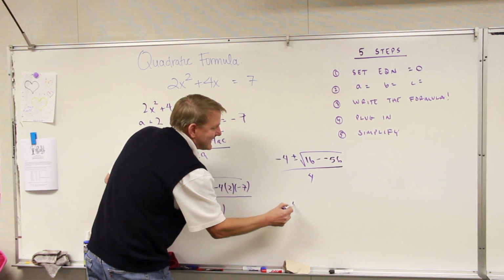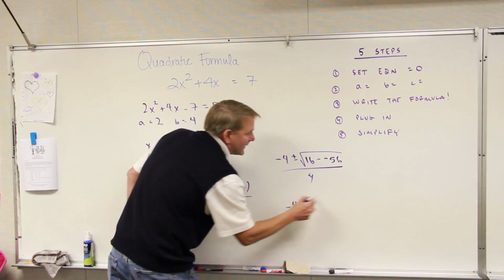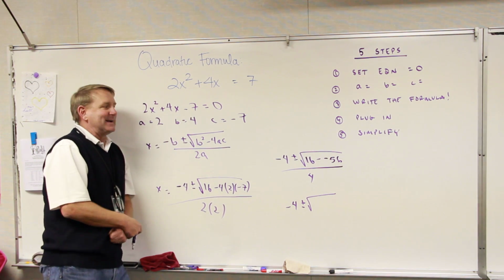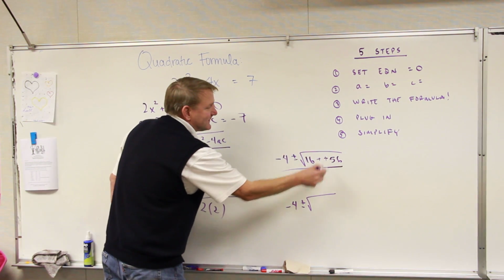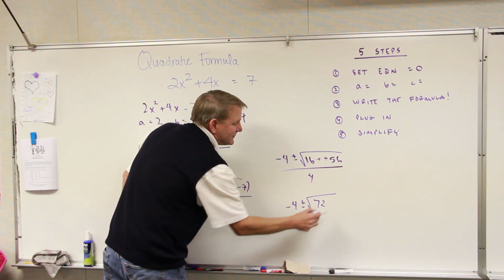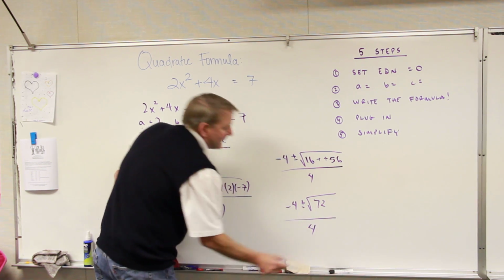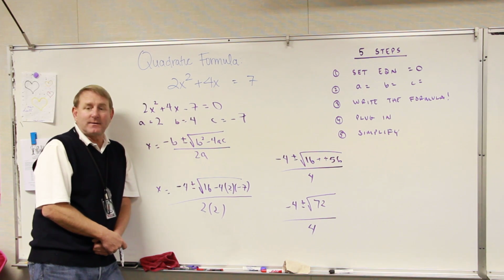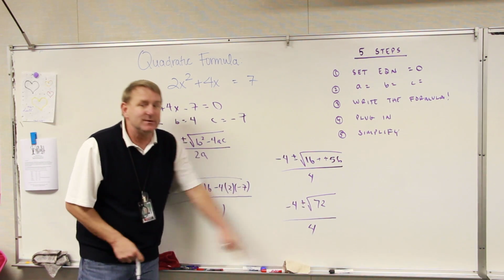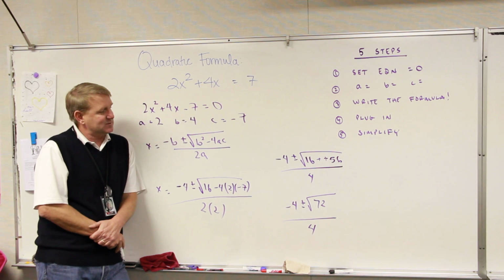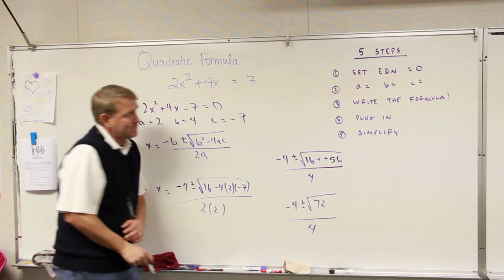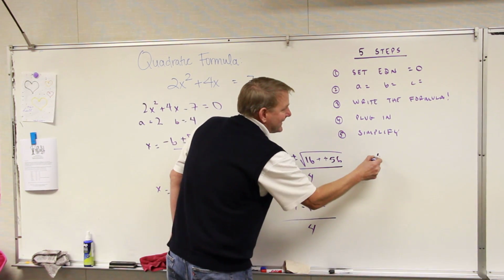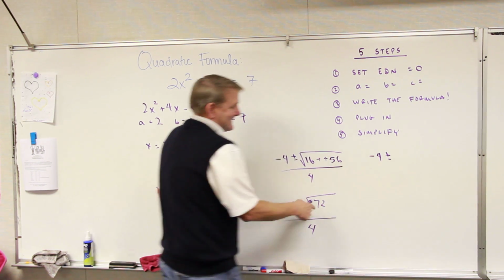So now this becomes negative 4 plus or minus the square root of 16 minus a negative. That becomes 16 plus 56, which is 72. All of that over 4. Now at this point I'd be done as long as what's underneath the radical doesn't simplify. But 72, that does in fact simplify, so we have a little bit more work to do. So I'll come up here and I'm going to get negative 4 plus or minus root 72.